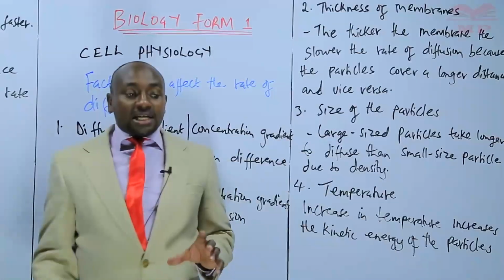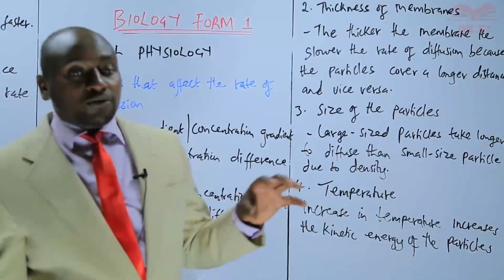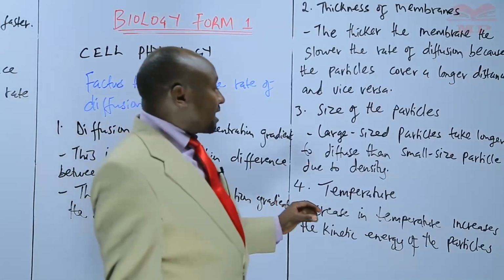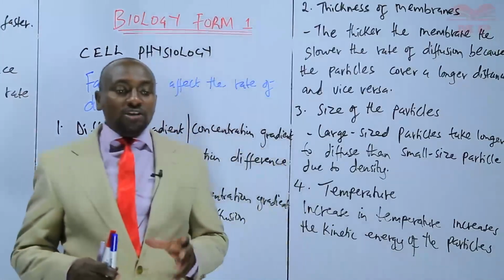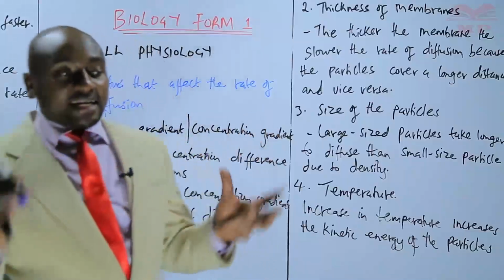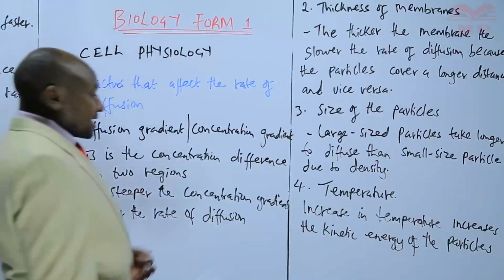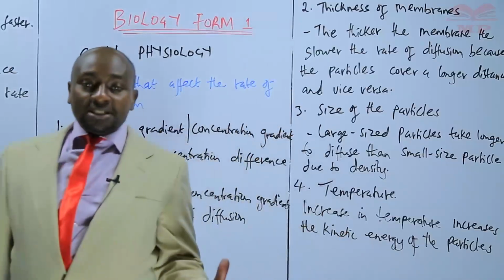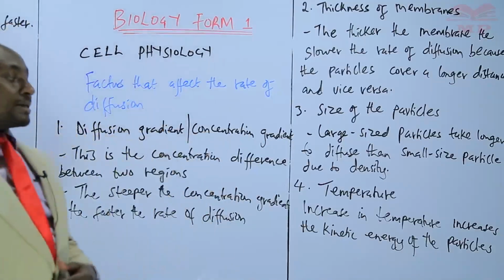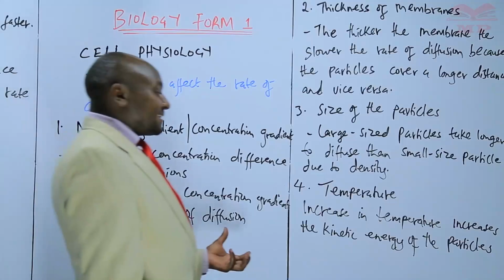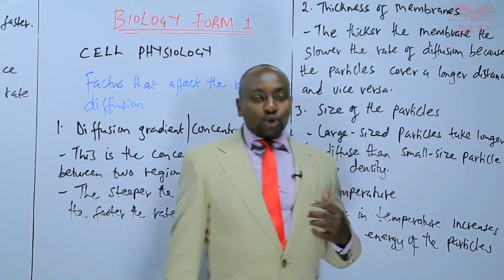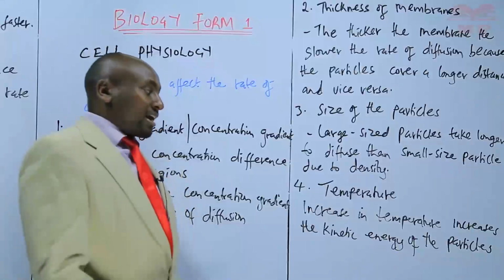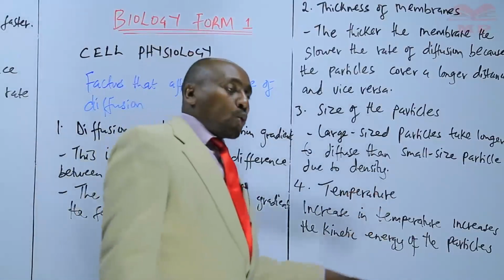Number 3, the size of the particles. There are those particles that are of large size, others are of small size. The ones that are of large size will tend to take longer to diffuse because of their high density and their large size. Temperature, we have said that an increase in temperature, for example, when you heat something, you increase the kinetic energy of the particles. So you make those particles move faster, to diffuse faster than if the temperature is low.